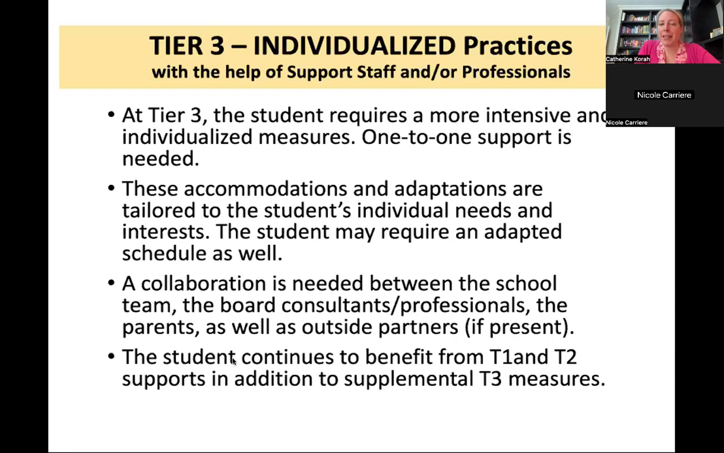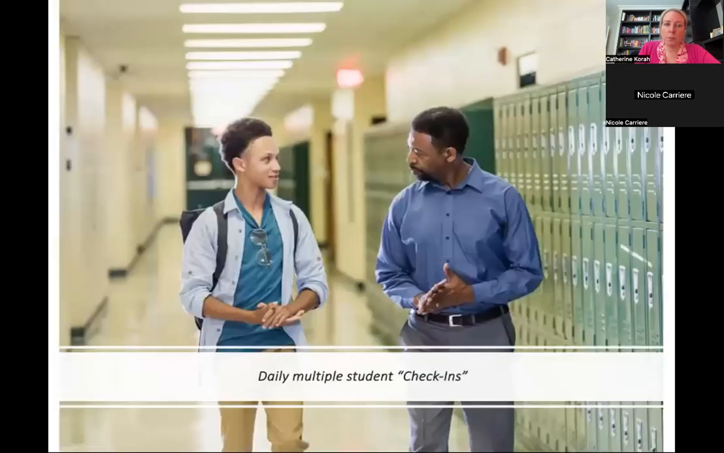And so it's so important at tier 3 that there's a collaboration, not just between the school's team, but that board consultants or professionals are involved, parents are involved, and outside partners if present. And again, this is an add-on to tier 1 and 2.